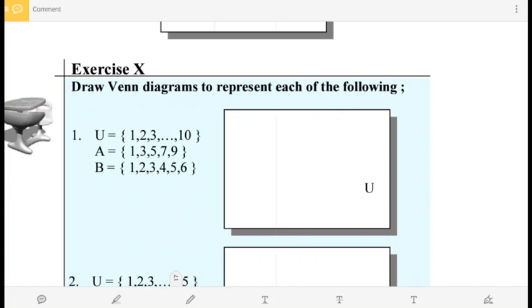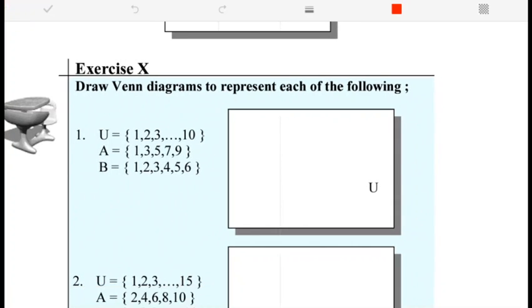Do they have common elements? Let's see. Your A has 3, your B also has 3. A has 5 and B also has 5, and that's it. Meaning they have two common elements. So if I'm going to make a circle A, this will be my A, and another circle will be my B. The common elements are 3 and 5, so I have to put them inside the common part of A and B, meaning they are both in A and in B. Then we also have 1, I forgot 1. So 1, 3, and 5 are the common elements between A and B.